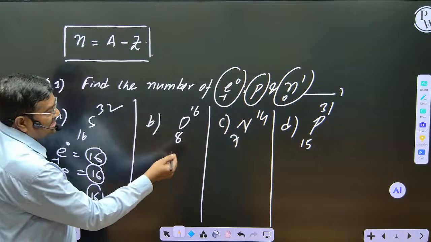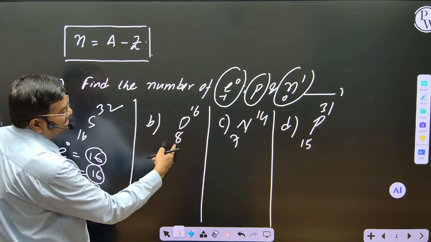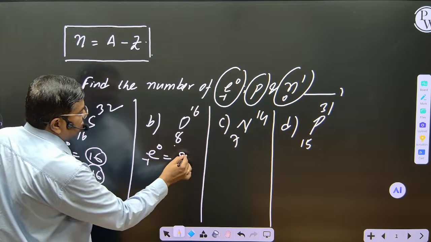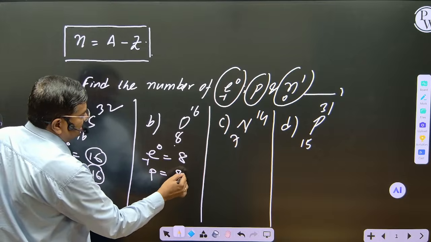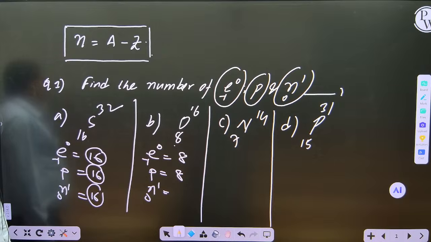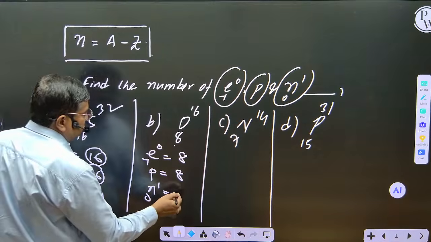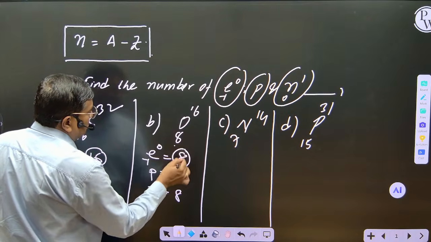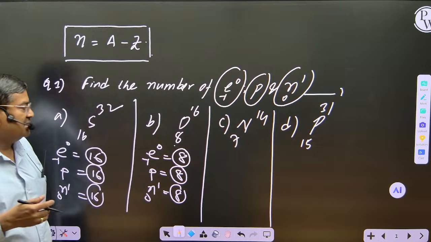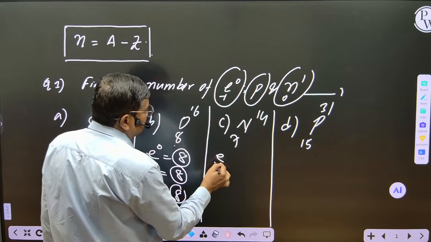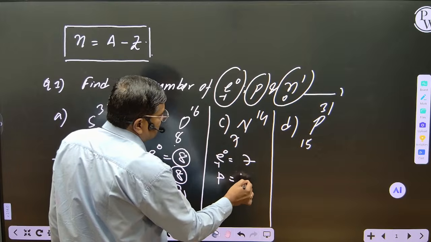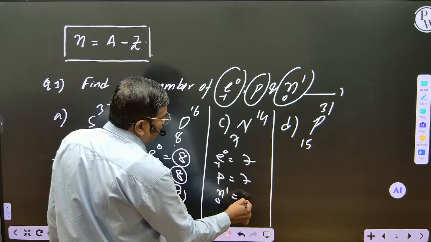Now do the second. Oxygen having atomic number 8, mass number 16. So how many electrons will be there? 8 electrons. Protons also 8. Neutrons will be 16 minus 8, which is 8. Everyone understood now? Simple it is. Now find in case of nitrogen. What is the atomic number here? 7. So electrons and protons remain the same in a neutral atom: 7 electrons, 7 protons, and neutrons come 7. All come 7, 7, 7.